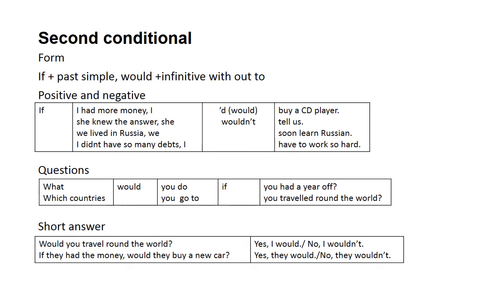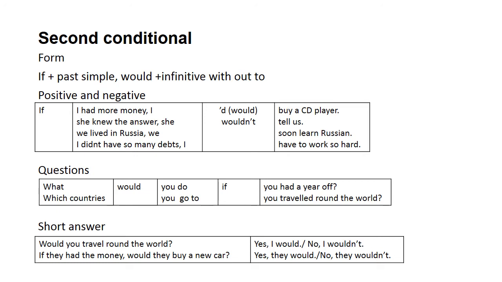Second conditional. The form of the sentence which refers to the second conditional consists of if plus past simple, comma, and then would plus infinitive without to. The positive and negative sentence consists of the if clause first, then a comma, and then the second clause which consists of would or wouldn't.